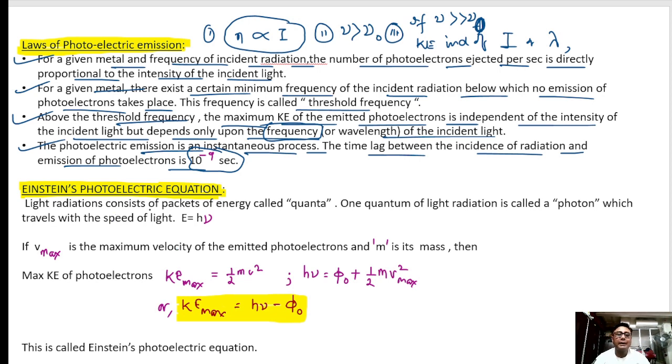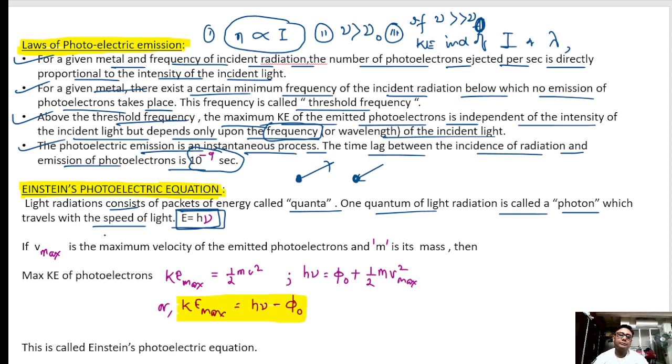Let's see the next thing, Einstein's photoelectric equation. Light radiations consist of packets called quanta. One quanta of light is a photon. So they are telling that the light which is emitted or incident is actually in quanta. So this is the energy of each photon, the energy of each photon which is hitting the metal surface.